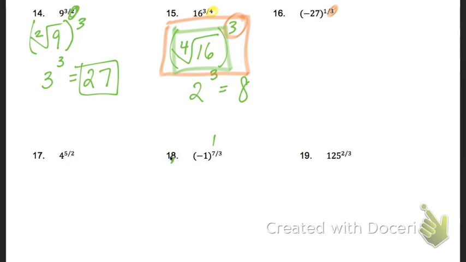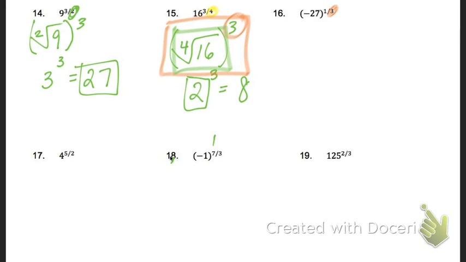So the fourth root of 16 is 2. That's something that you do need to memorize because 2 times 2 times 2 times 2 equals 16. So I just replace the stuff in parentheses with 2. Then I raise it to the third power, that is 8.